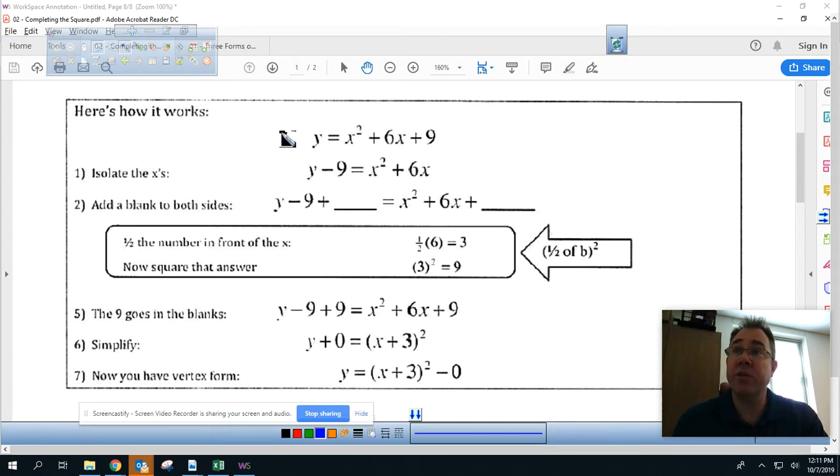So when we have a standard equation, we first isolate our x's. In other words, take whatever your c number is and move it to the other side. That's why we come up with y minus 9 equals x squared plus 6x. When we complete the square, we are going to end up putting a number right after the 6x. This is going to be ax squared plus bx. We're going to figure out what the c number is so that this part right here becomes a perfect square.